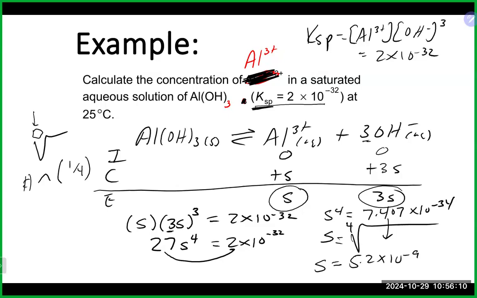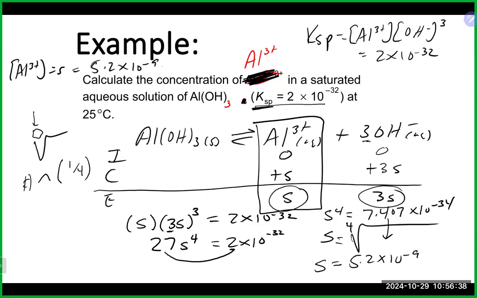First off, any questions on that? Again, if you take the number to 1 divided by 4, that'll give you the 4th root. 1 divided by 3 will give you the cube root. 1 divided by 2 will give you the square root. If you don't have that button, that's a workaround. In this case, we are looking for the aluminum concentration, and that means that the aluminum at equilibrium does equal S, which should equal 5.2 times 10 to the minus 9 molar.